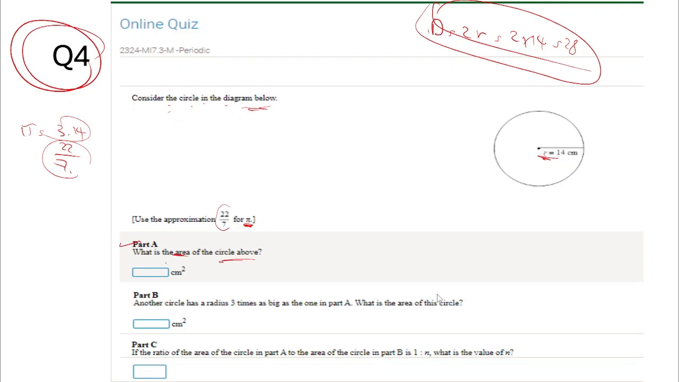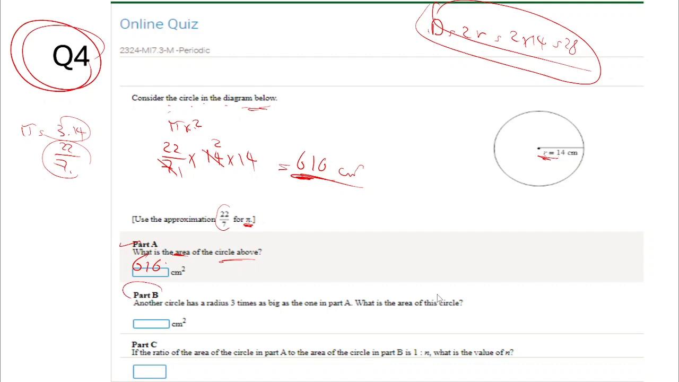The area of the circle, so the area will be pi r square. So the pi will be 22 by 7 multiplied by r square, which means 14 multiply 14, right? So here simplify by 7 equals 1, by 7 equals 2. So let's do the multiplication. That means 22 multiply 2 multiply 14 will be equal to 616 centimeter square. So the answer here will be 616.